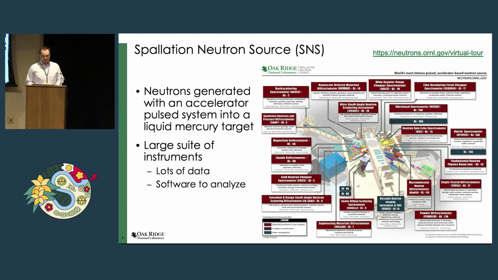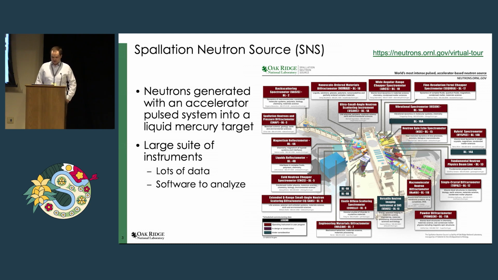Now, going into the motivation for this project. Oak Ridge is home to the Spallation Neutron Source, which is called SNS. From the name, this is generating neutrons through spallation. Particles are accelerated in a linear accelerator and essentially pulsed into a liquid mercury target, which generates the neutrons.